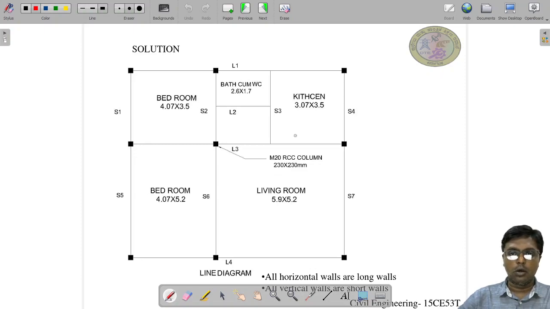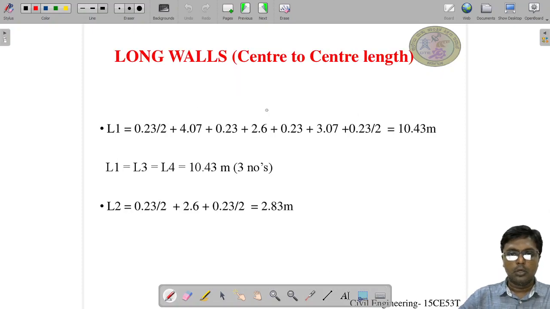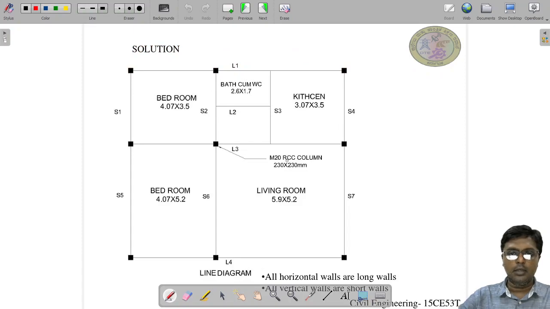We have taken all the horizontal walls as long walls and all the vertical walls as short walls. The next step is to calculate the center to center length of all the walls. For L1 we do 0.23 by 2. Why 0.23 by 2? Because the column size is same as that of the wall size. So 0.23 by 2 plus 4.07 plus 0.23 plus 0.6 plus 0.23 plus 3.07 plus 0.23 by 2 will give us the length of 10.43.